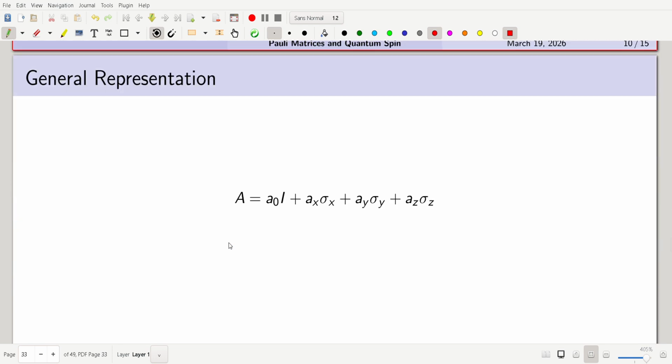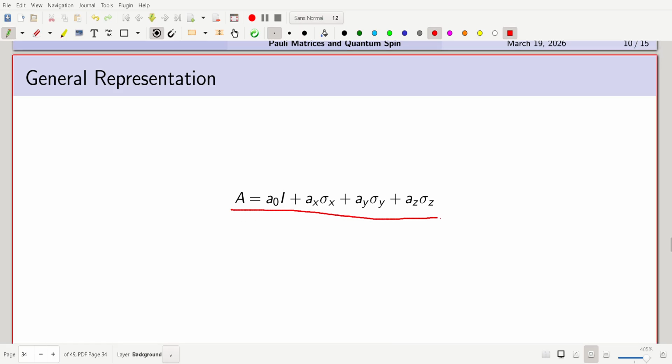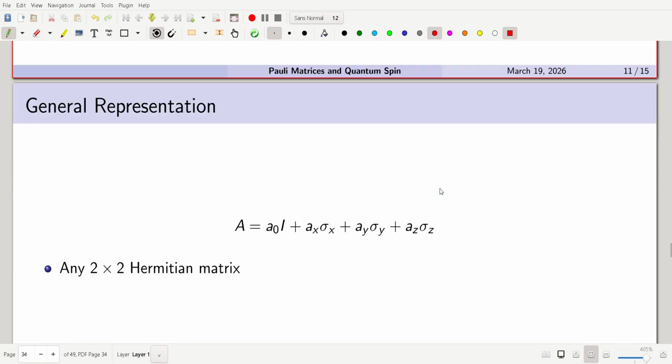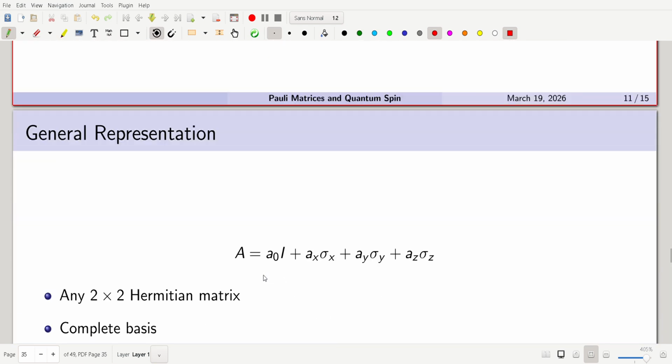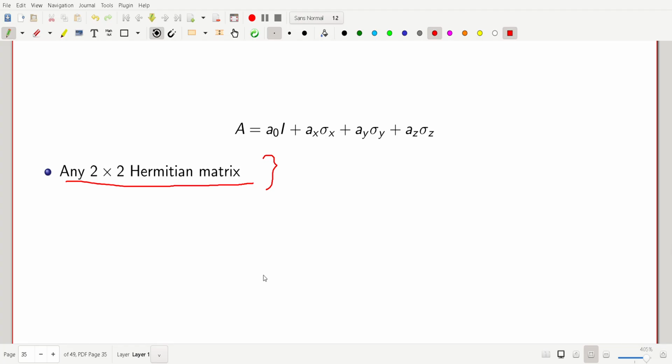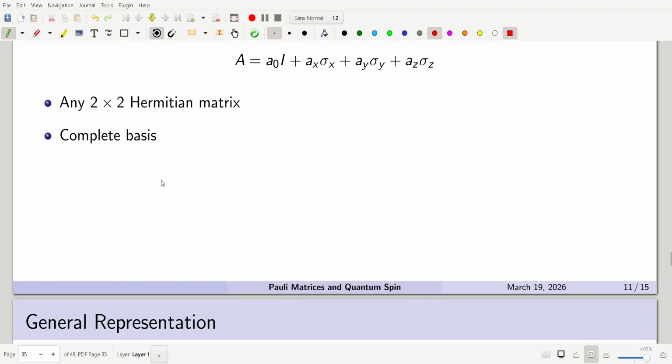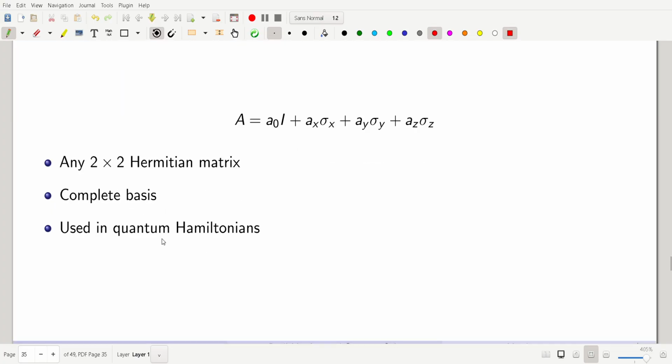The general representation is A = a_0 I + a_x sigma_x + a_y sigma_y + a_z sigma_z, so any 2 by 2 Hermitian matrix. A Hermitian matrix is one whose conjugate transpose gives back the same matrix. So this is called the Hermitian matrix. This completes the basis and is used in quantum Hamiltonians.